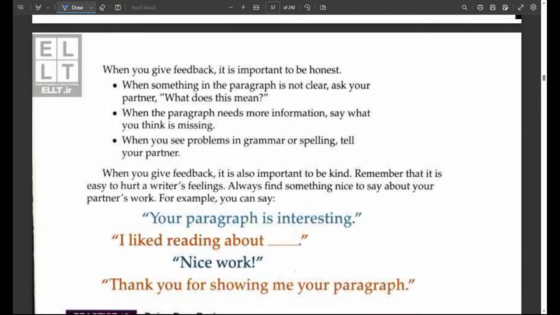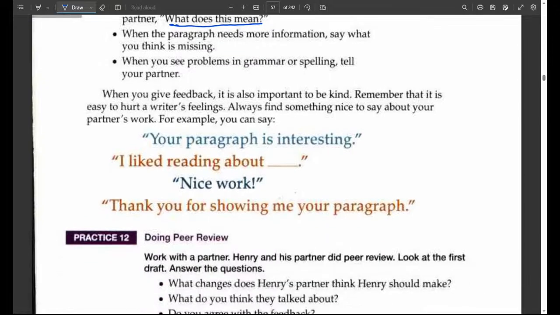When you give feedback, it is important to be honest. When something in the paragraph is not clear, ask your partner, what does this mean? When the paragraph needs more information, say what you think is missing. When you see problems in grammar or spelling, tell your partner.